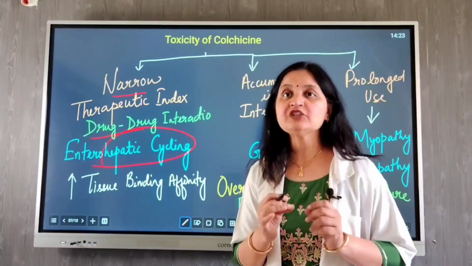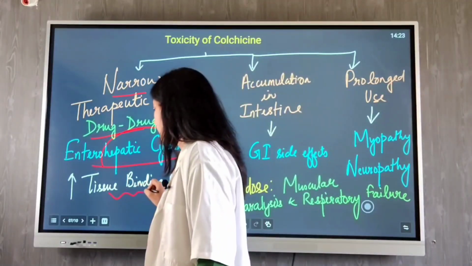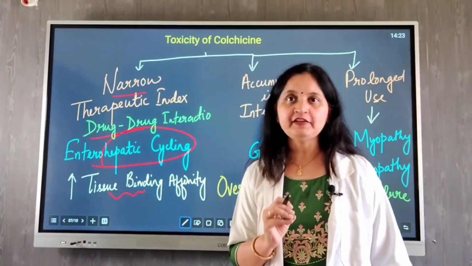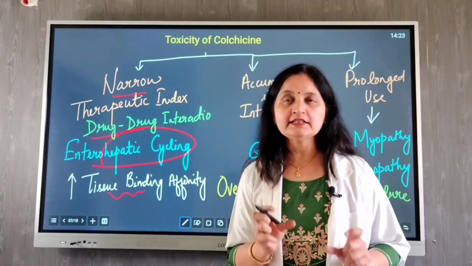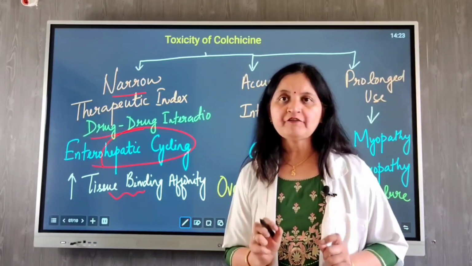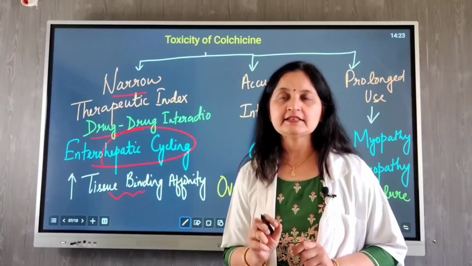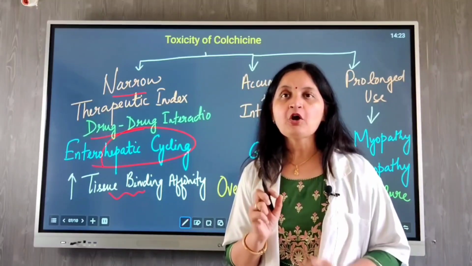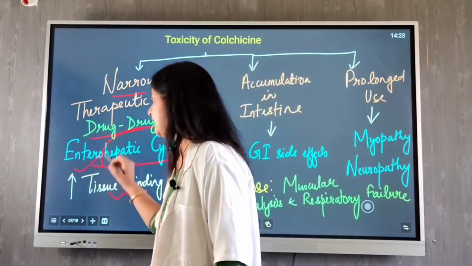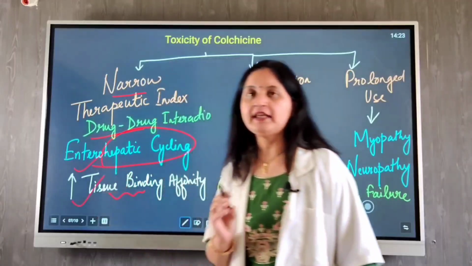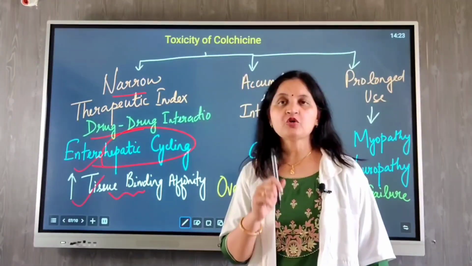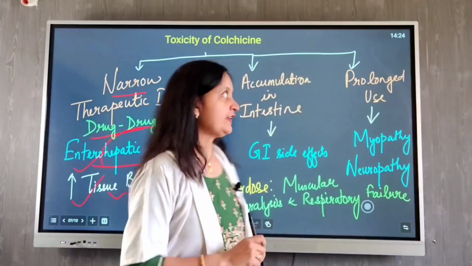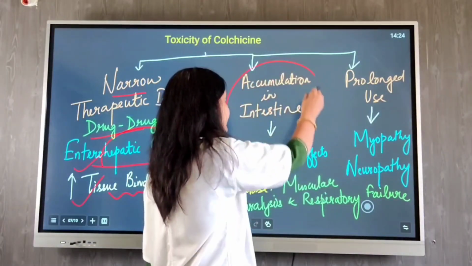Also, it has high tissue binding affinity. Because of the high tissue binding affinity, the volume of distribution is very high, and this leads to prolonged effect of the drug. This extends the half-life of the drug because of its enterohepatic cycling, high tissue binding affinity, and high volume of distribution. The most common and dose-dependent side effects of colchicine are the GI side effects.